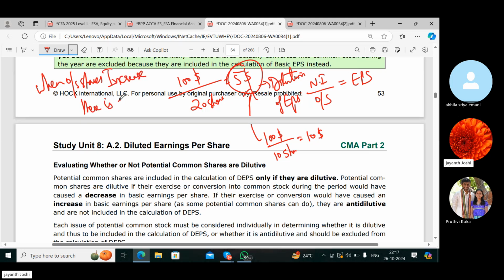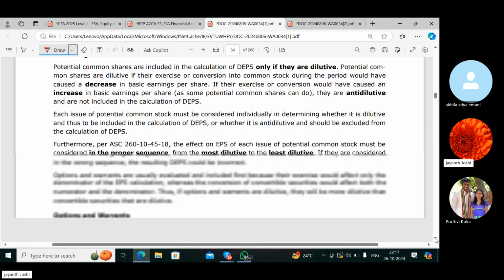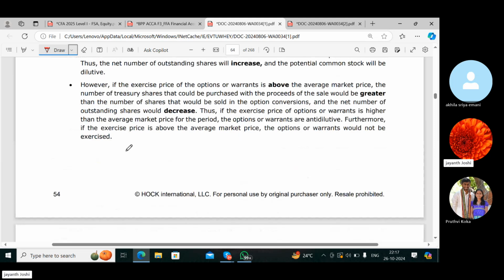There is a dilution of EPS. And when outstanding shares increase, there is a dilution of EPS. Fine. So this is the case here. But what are the reasons for the increase in the denominator? The reasons can be extra shares issued for additional capital.